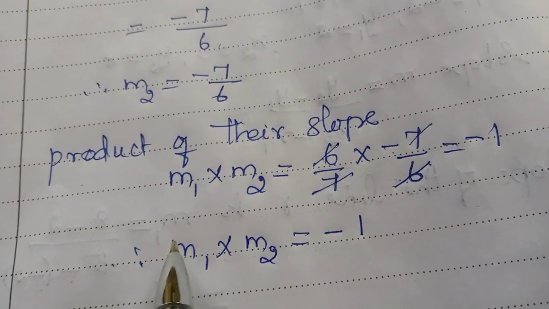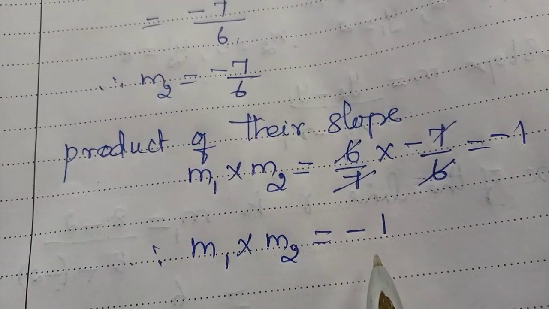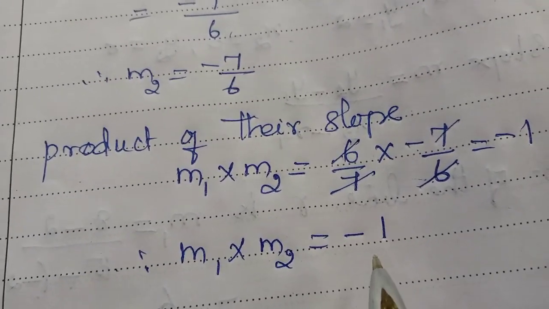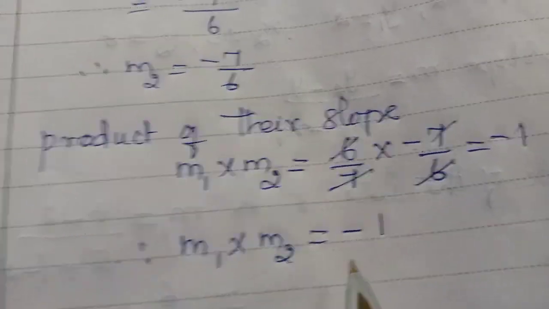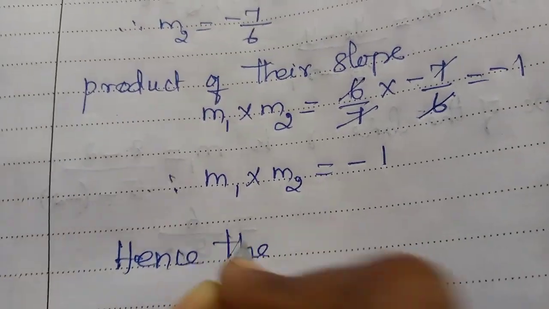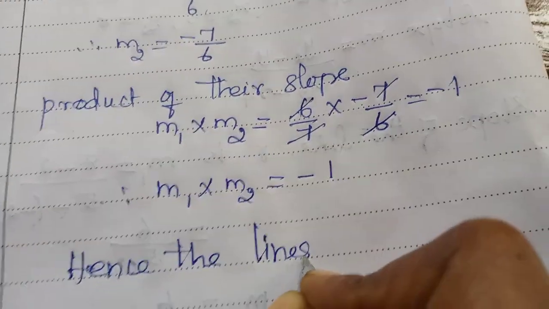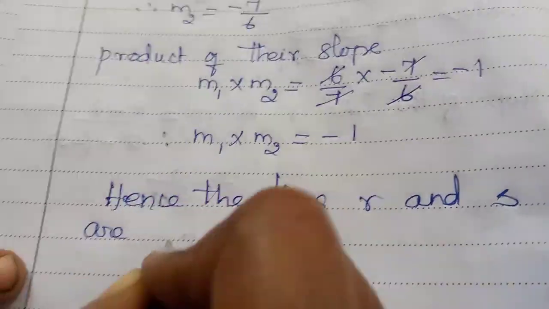So we know that when two lines are perpendicular, m1 into m2 is equal to minus 1, isn't it? So the product is minus 1, hence the lines R and S are perpendicular.